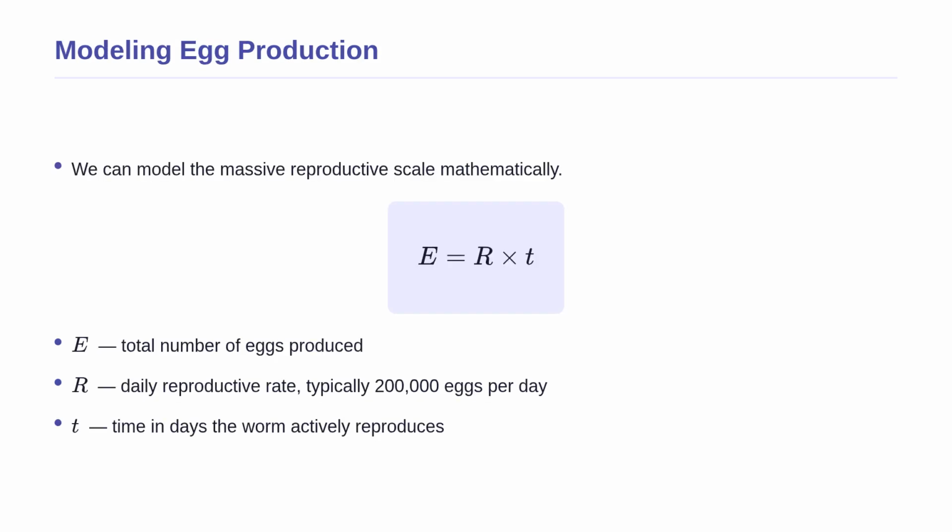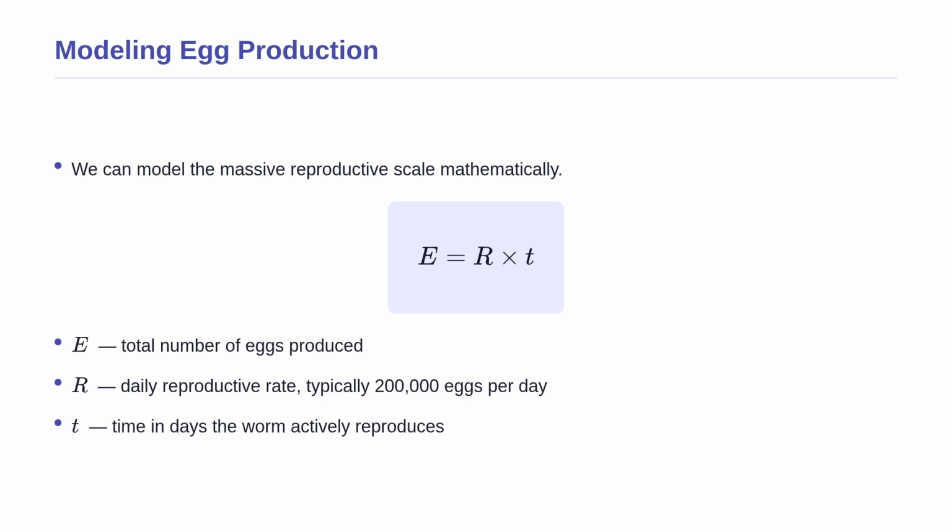To truly grasp the massive reproductive scale of this parasite, we can model its egg production mathematically. This simple linear equation helps epidemiologists predict the potential spread of the disease. The formula is E equals R times T. Here, E represents the total number of eggs produced by the female worm over a given time.